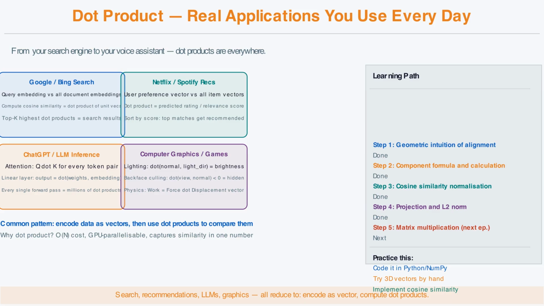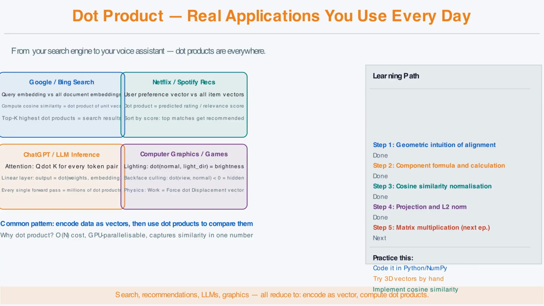Large language models like ChatGPT compute dot products at virtually every stage of their operation. Each attention head computes dot products between query and key vectors. Each linear layer computes dot products between weight vectors and input embeddings. A single token generation through GPT-4 involves billions of dot products.